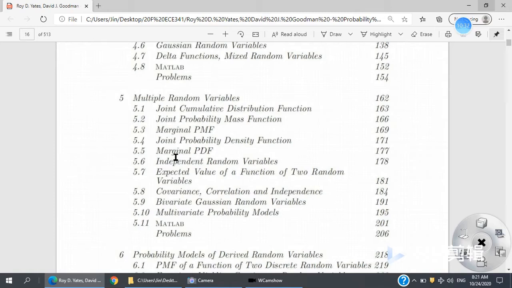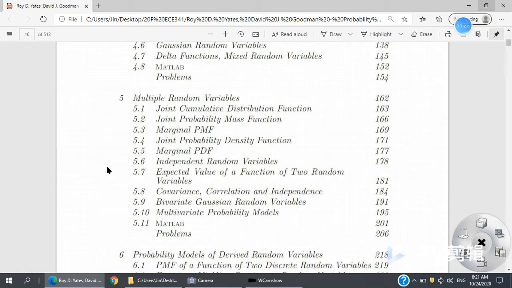For example, chapter 9 is about the Gaussian. It's the bivariate Gaussian random variables. You can even search online and find the material. And you can also read this section of the textbook. Okay, this is about how to review.